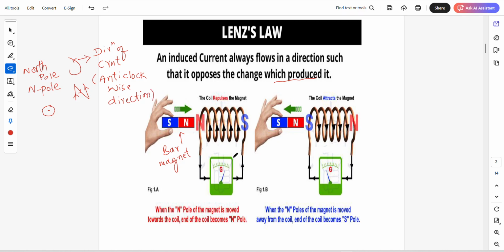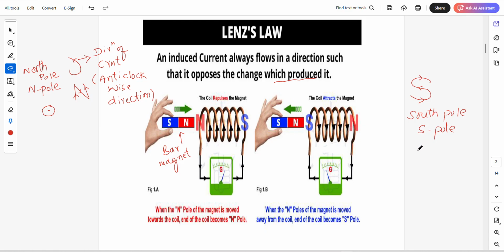Now here the magnet is away from the coil. If it is away, the coil attracts the magnet. Attraction means this will become a south pole. This is the south pole of the coil.